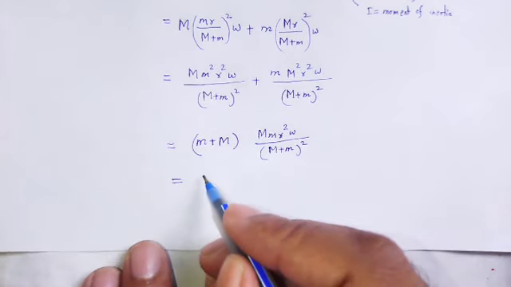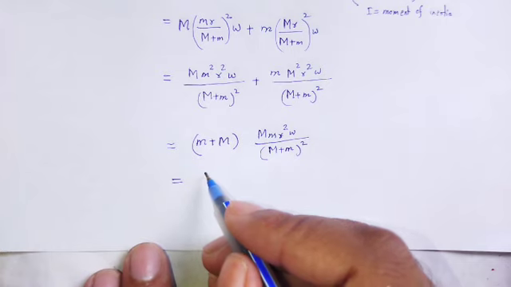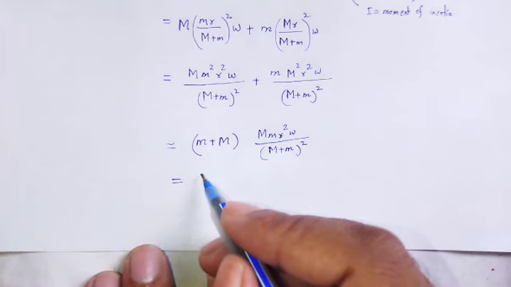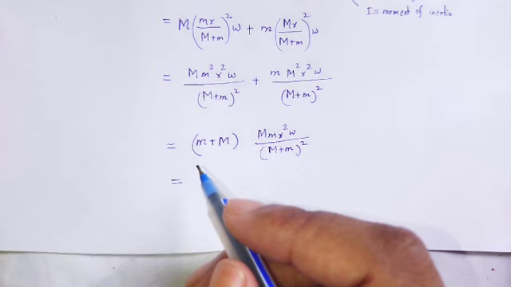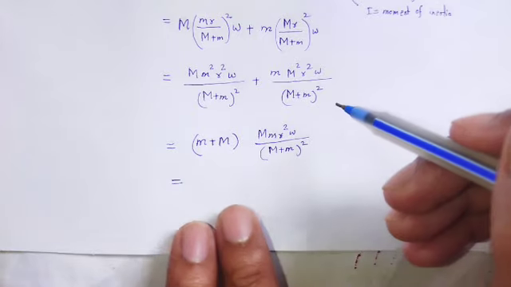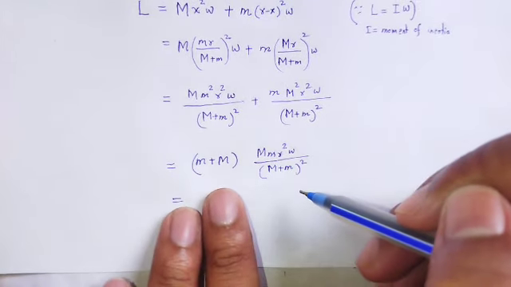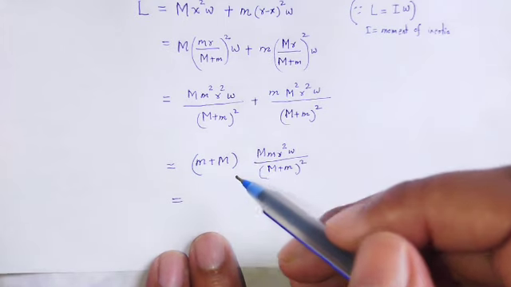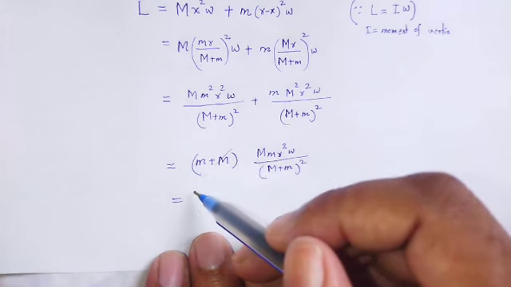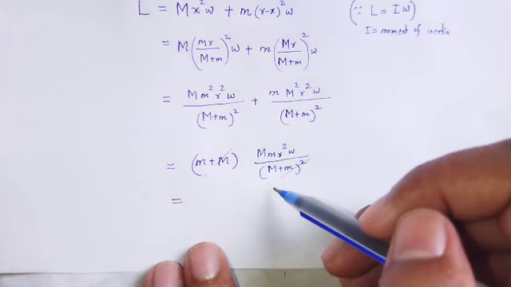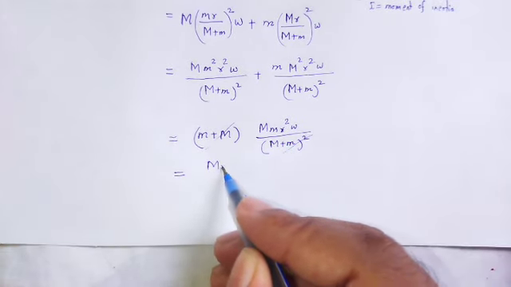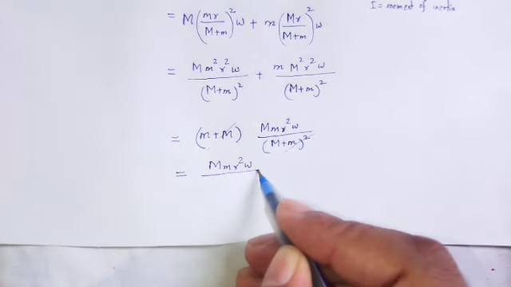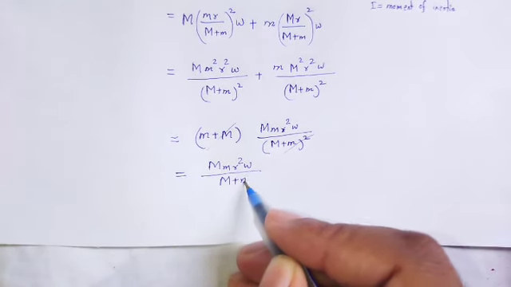Or we write these terms. One m plus m, another m plus m cancelled, only one exists, that is m r square omega divided by m plus m.